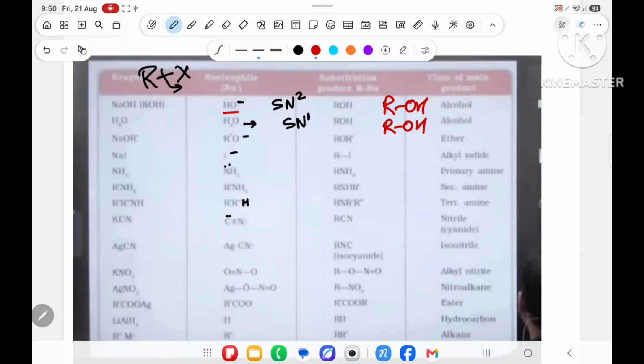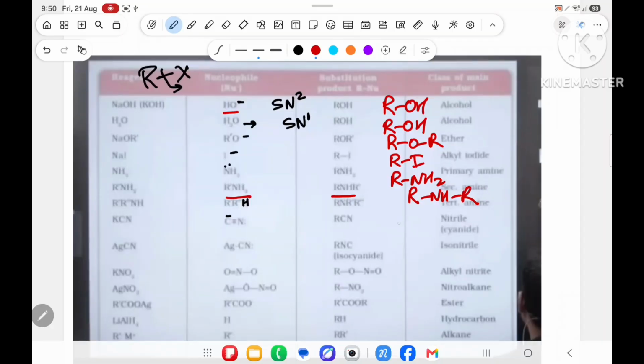But SN1, SN2. Over here RO minus reacts with RX and will give ROR. Over here I minus reacts with RI. NH2 will react and form RNH2. Over here a 2 degree is there. This is the 2 degree type.